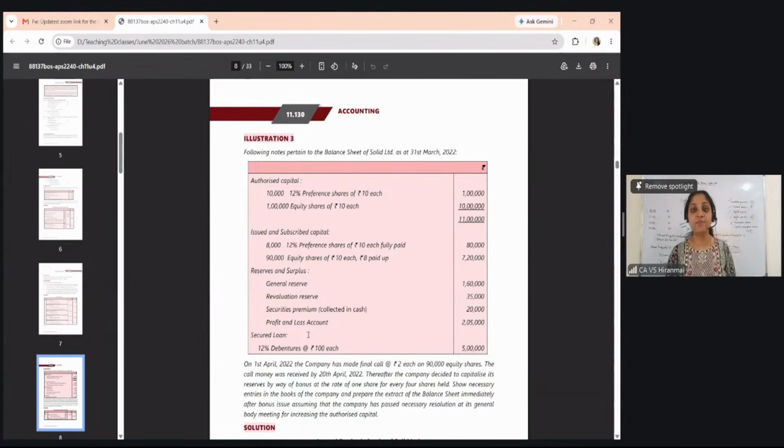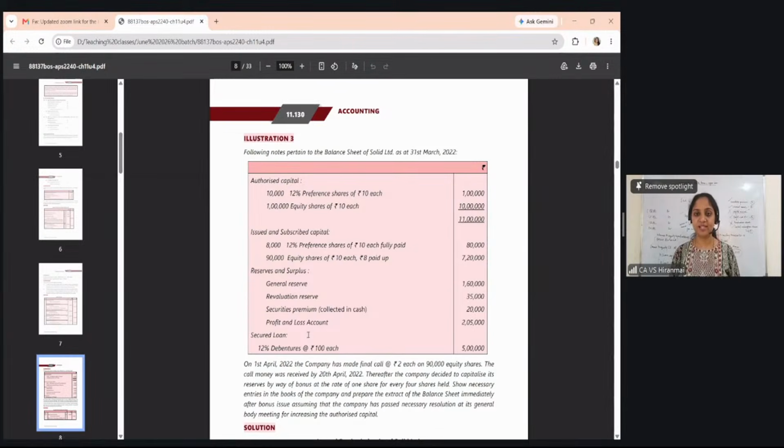This can come for a 5-mark question. Very simple. Working notes is important, and then you have to pass the journal entries. Extract of balance sheet also they might ask you here. Okay, I will show you how to do that. First, I want you people to understand what is the question.